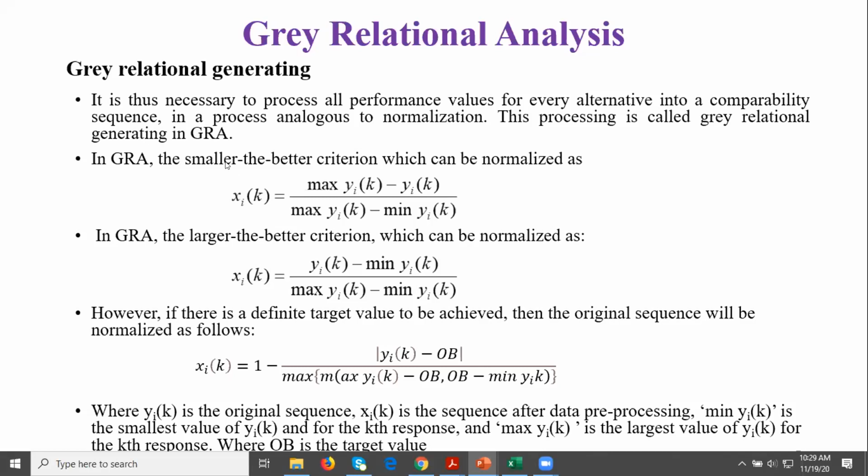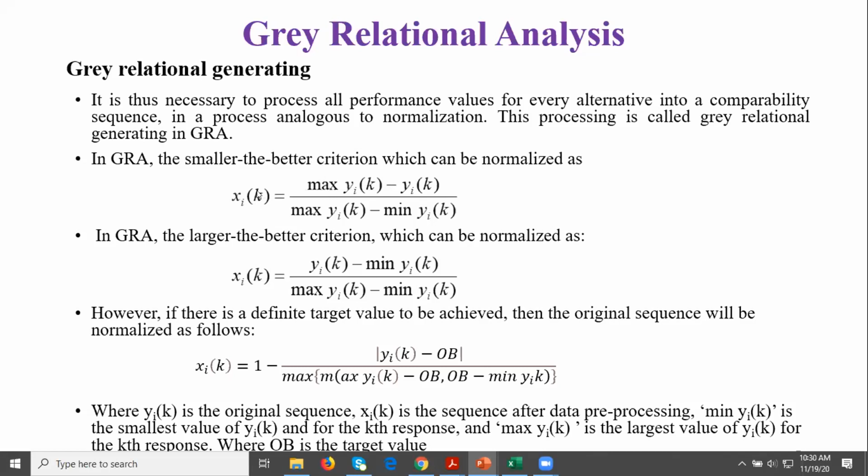Suppose I require the smaller-is-better criterion. Suppose I'm doing some experimentation, and my output is the roughness. When you are doing manufacturing, you should always minimize the roughness. That's why I'm using the smaller-is-better criterion here.